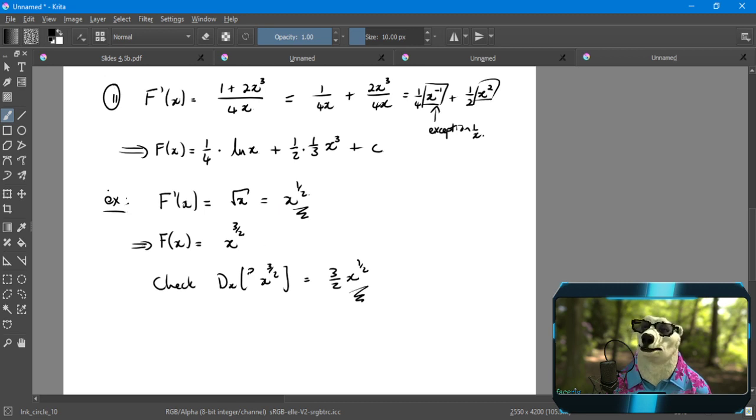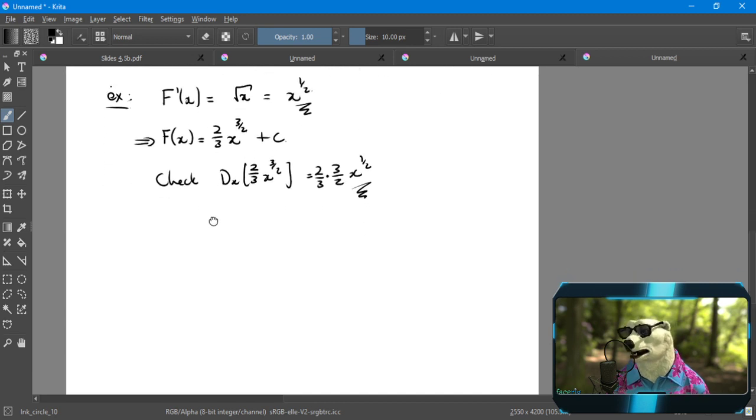So I need to put some more stuff in front, which is 2/3, so that it cancels and I see only a 1 as I should. So the antiderivative is 2/3 x to the 3/2, of course, plus a constant. So that's one example I want to highlight. Let's highlight another one.